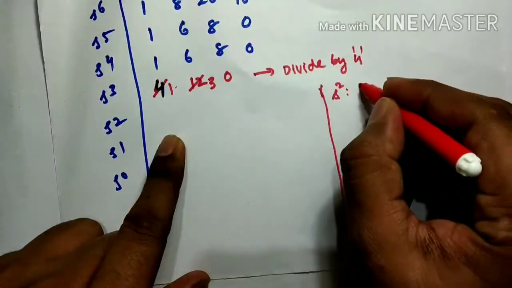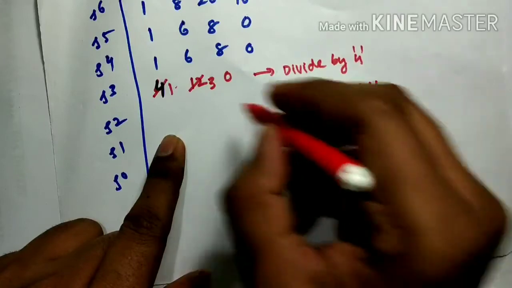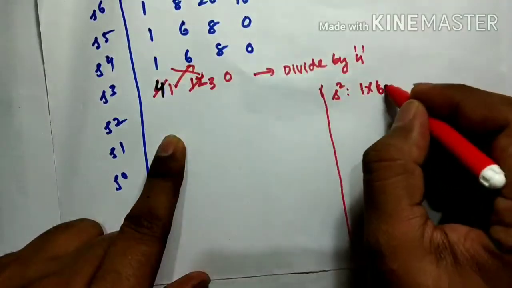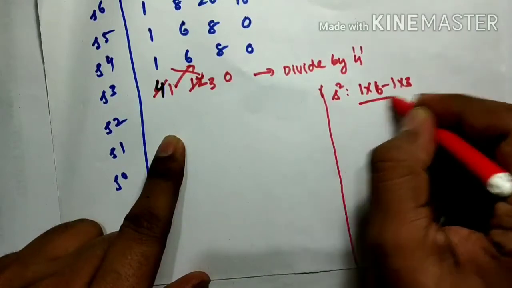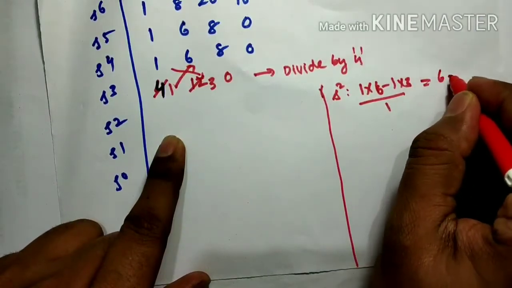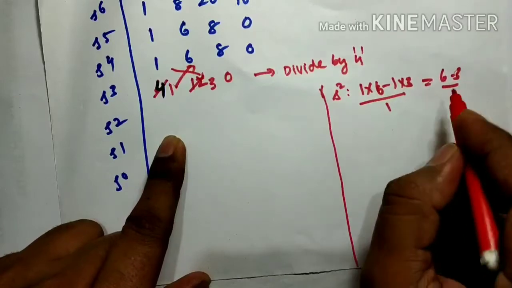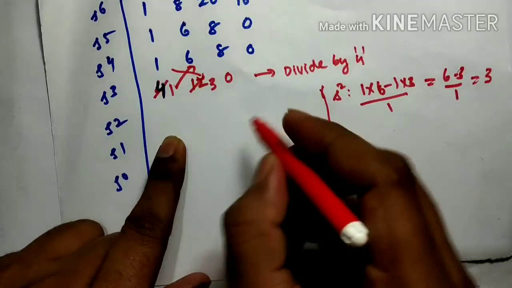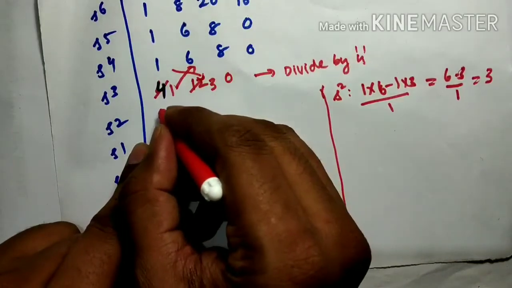1 into 6, then minus 1 into 3 by 1. How much do you get? 6 minus 3 by 1. So you get 3 here. So the value becomes 3.